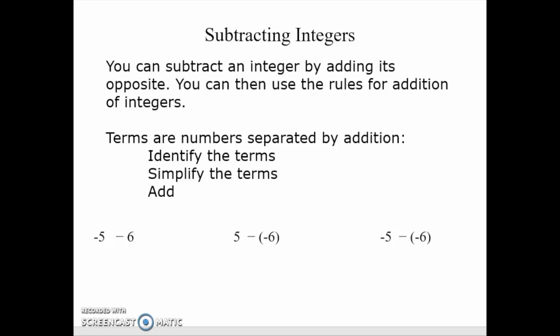The first one is the strategy I prefer, and that's really to focus on the terms in the problem. So the first thing we're going to do is identify those terms. That means we're just going to look at the problem and really think about what the numbers are. Terms are the numbers or the values separated by that addition or subtraction sign. Then we're going to look and see, are any of our terms kind of complicated? Do they have double signs that we want to simplify? And then once we've done that, it should just be an addition problem. We're going to be adding the two terms together.